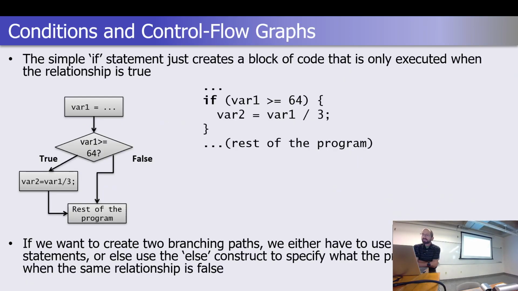So now that we have that simple if statement, it creates a block of code that is only executed when that relationship is true. If instead we wanted two separate branching paths, there are different ways we can do it. In terms of visualizing what's happening with just the single if statement, we have variable 1. In this program, if it's greater than or equal to 64, then do something. But no matter what, whether we took that true branch or not, once that branch is over, we continue execution with the rest of the program.